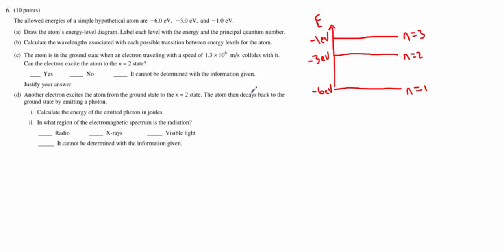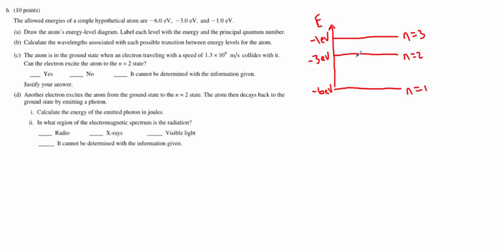Alright, B. Calculate the wavelengths associated with each possible transition between the energy levels. Now, we're talking about each possible transition between the energy levels. So we're going to have 3 different possible photons. Now, I encourage you not to draw on this once it's created. I'm going to draw on it for the sake of explanation.